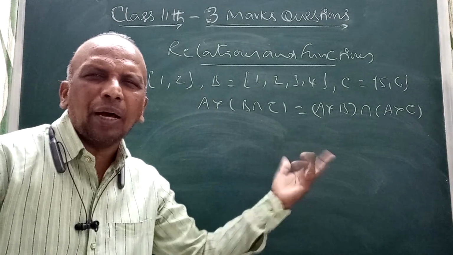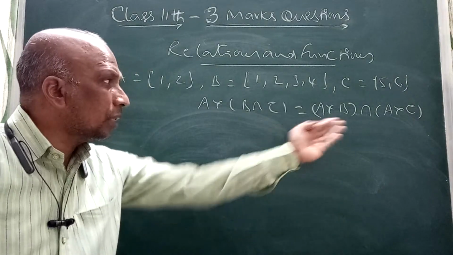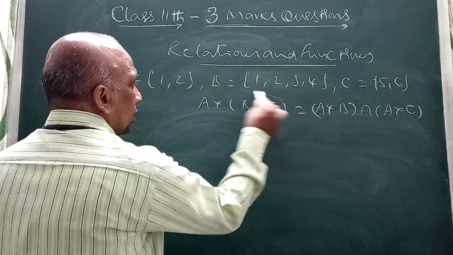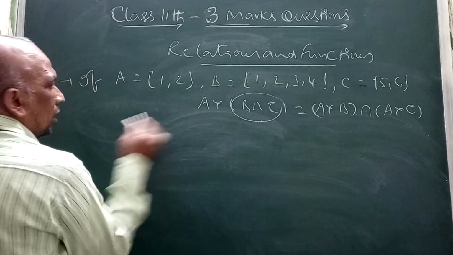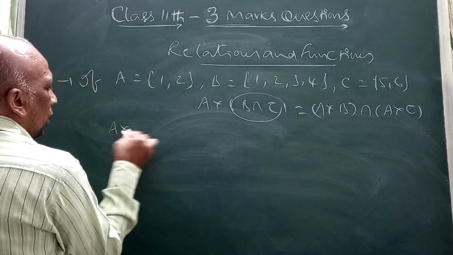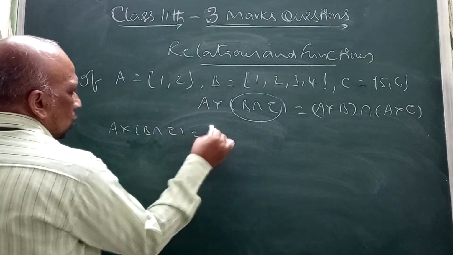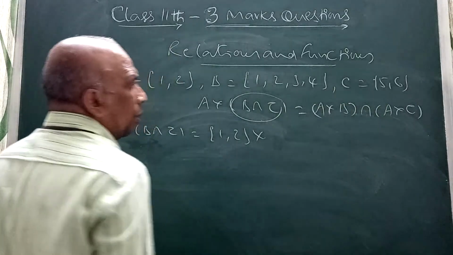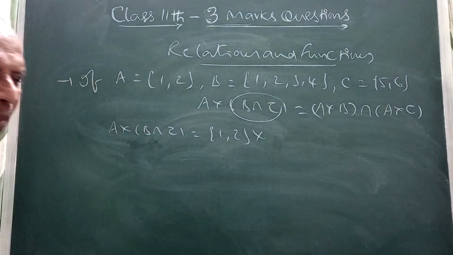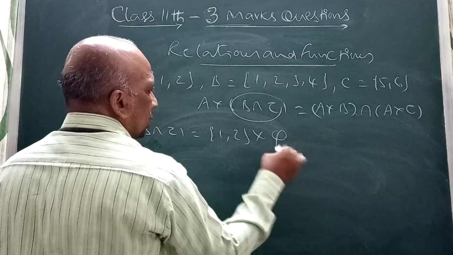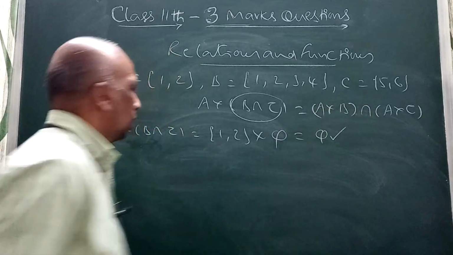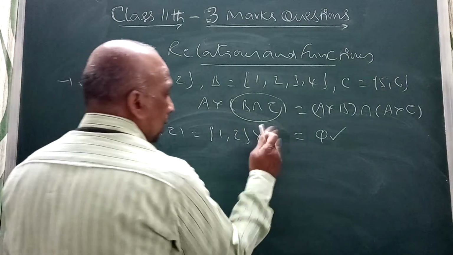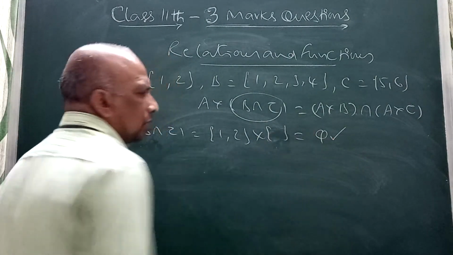So these are the problems they may ask. The chances are there: the cross product and intersection of A cross C. So what we'll do here is find B intersection C first. A is equal to {1, 2}. Now, B intersection C means the common elements of B and C, but there is no common element here. This is the empty set. So B intersection C is the empty set, and A cross the empty set, I can write like this or like this, the result is the empty set.